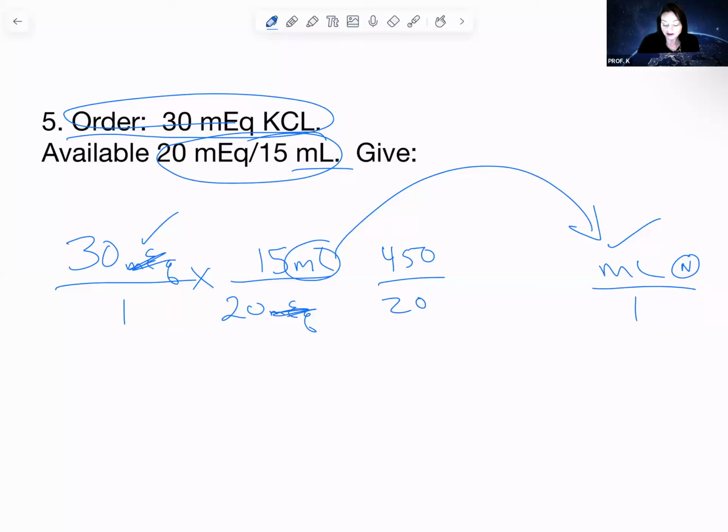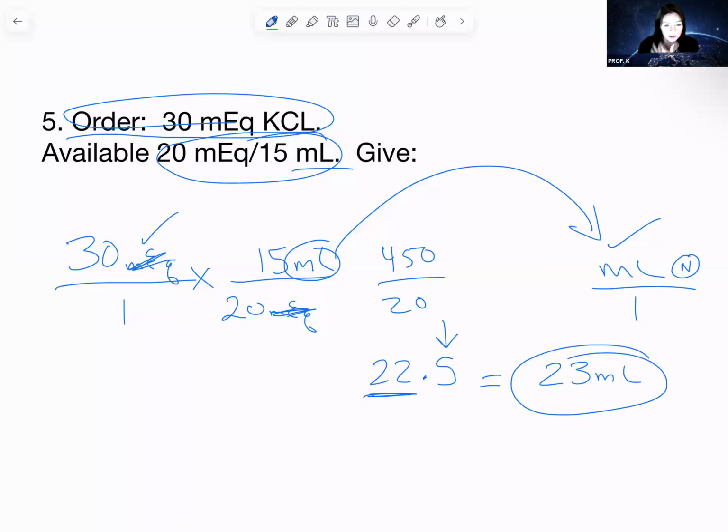And when I divide that into 450, it gives me 22.5. But our rounding rules say 10 and up, we round to the whole number. So 22 is over 10, right? So I round to the whole number. I look to the number to the right. 5 and up, we round up. So my answer is 23 milliliters.